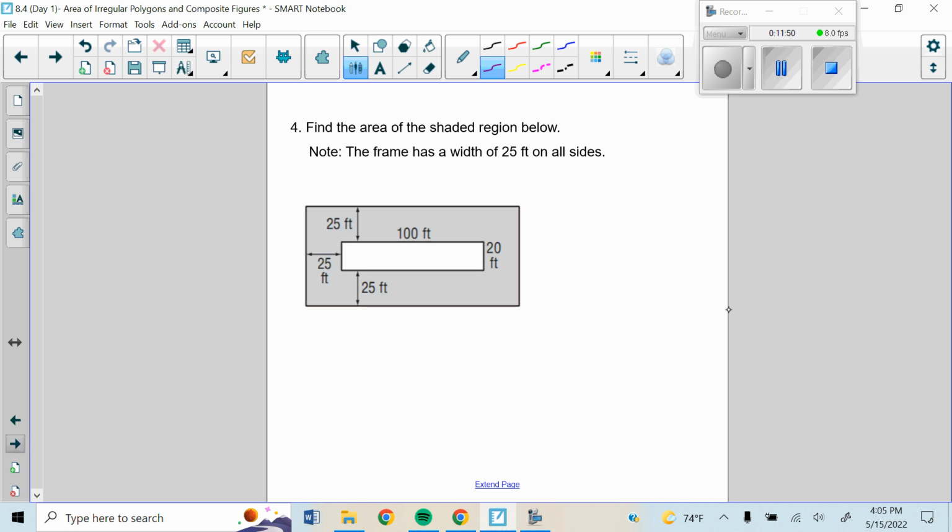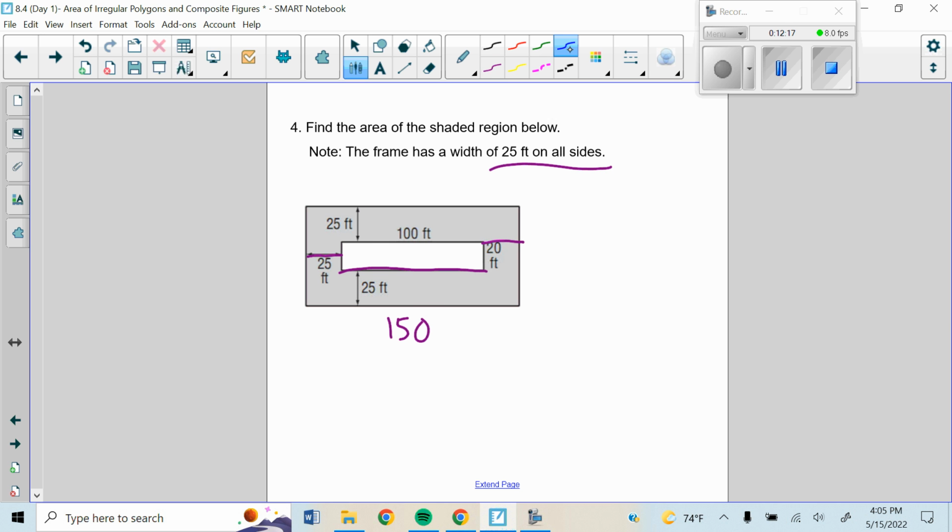All right, so then here it says find the area of the shaded region below. So to find the area of the shaded region, we're going to find the area of the whole rectangle, the big rectangle, and we're going to subtract out the area of the small one. Now in the big rectangle, we don't get our length and width, but we can go ahead and find those. This part here is 25 plus 100, and then the frame has 25 width on all sides, so this is another 25. So that gives us 150.